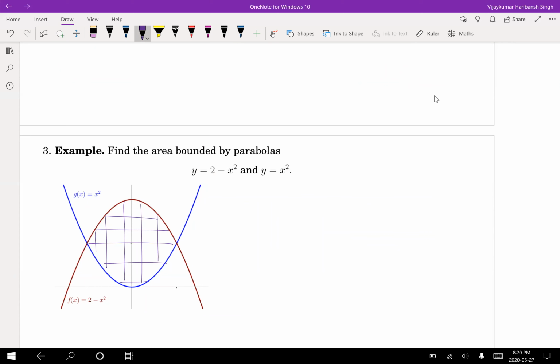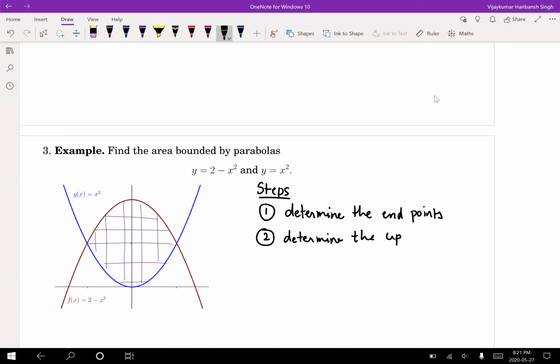So what are the steps involved? Step one, irrespective of whether the graph is given to you or not, you need to determine the endpoints. You need to determine where you are going to integrate from. Step two is to determine which one is the upper function, and consequently the lower function. If you know the upper function, then you automatically know the lower function. And third, you need to write down the integral.